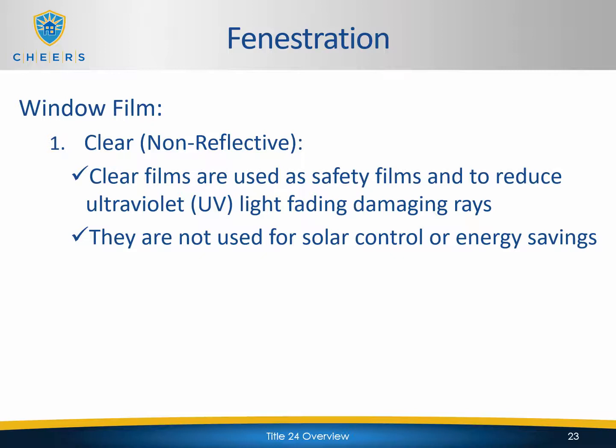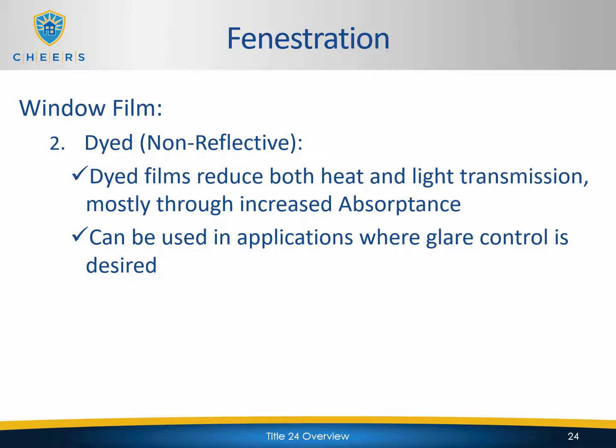So clear window films are used as safety films and to also reduce ultraviolet light fading damaging rays. They're not used for solar control or energy savings. You have dyed films that reduce both heat and light transmission, mostly through increased absorbance. And they can be used in applications where glare control is desired.